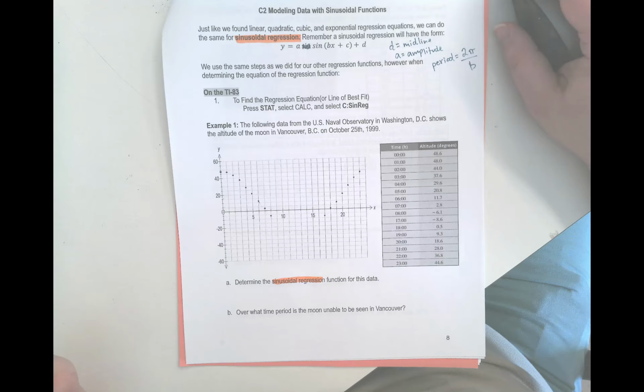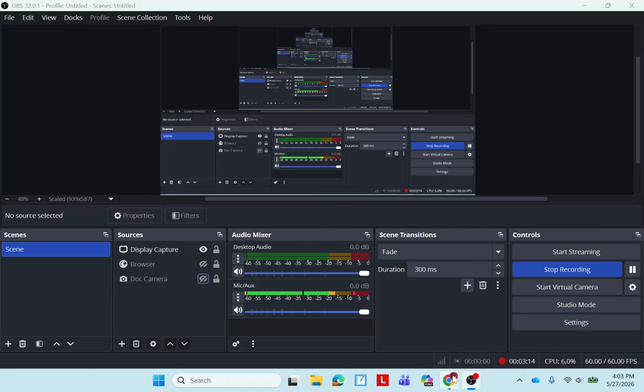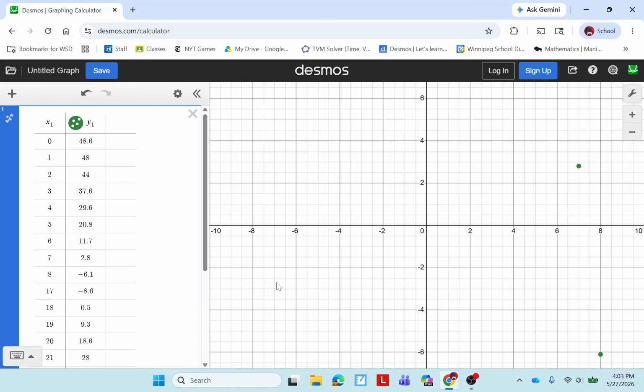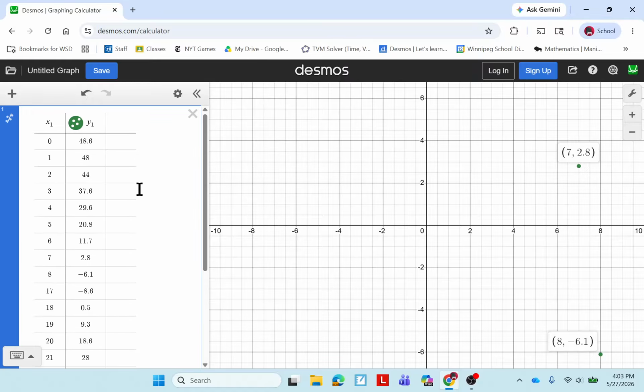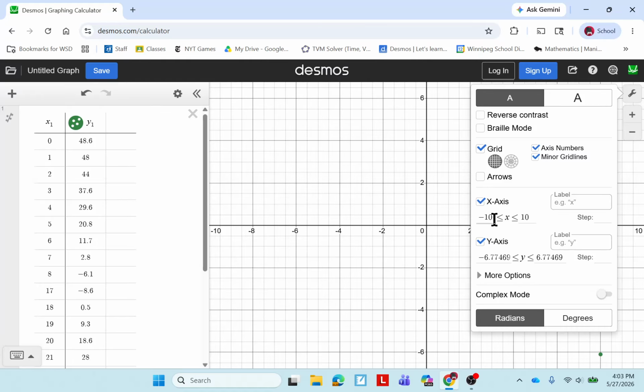So I'm going to flip over to Desmos. I've already made the table of values. Hopefully you have already done that as well. I'm also going to talk about how we can readjust the window so we can see the points. Because right now on my graph, I can only see 2 of the points. So if we look at our x values, our lowest x value is 0. Our highest x value is 23. And then for my y values, they seem to go up to about 48-ish, and they go as low as negative 8.6.